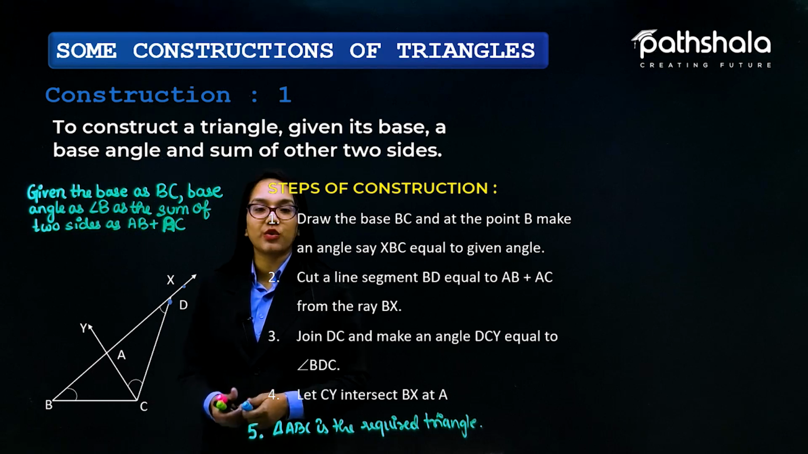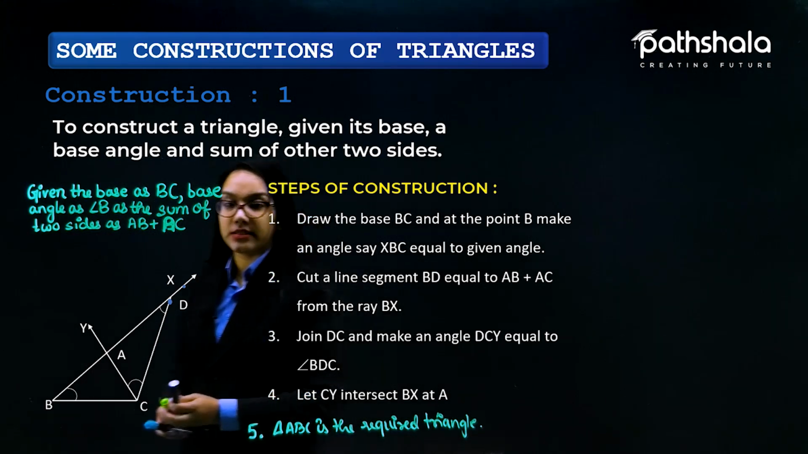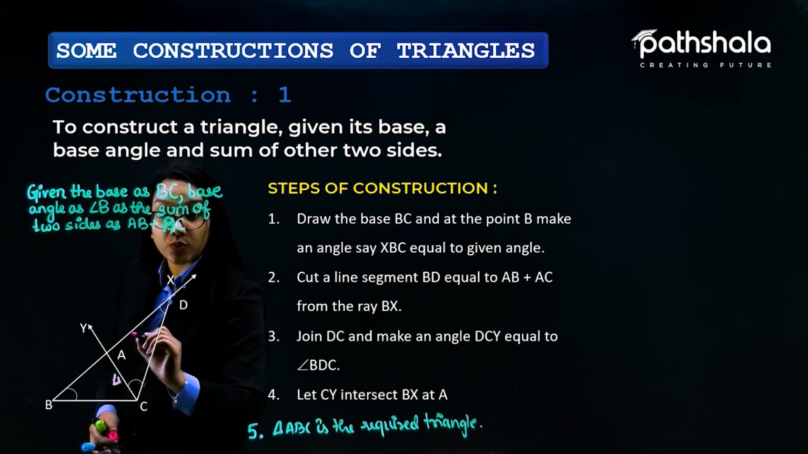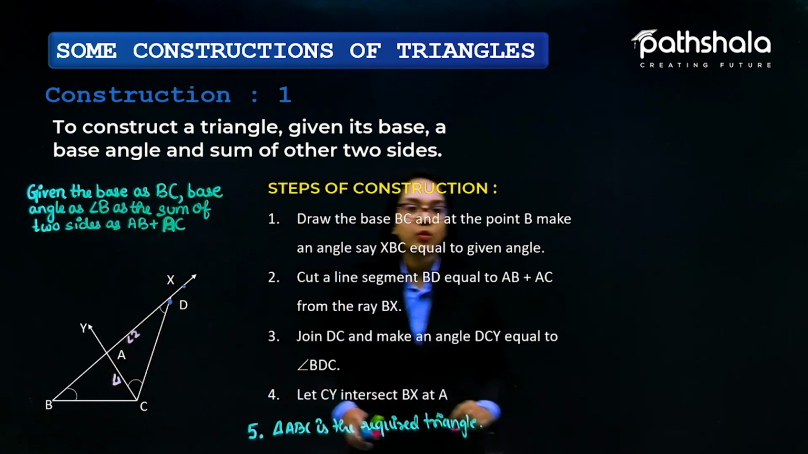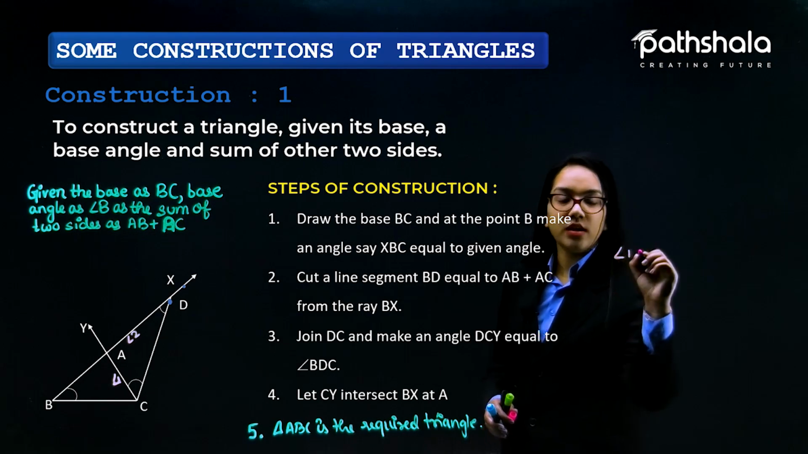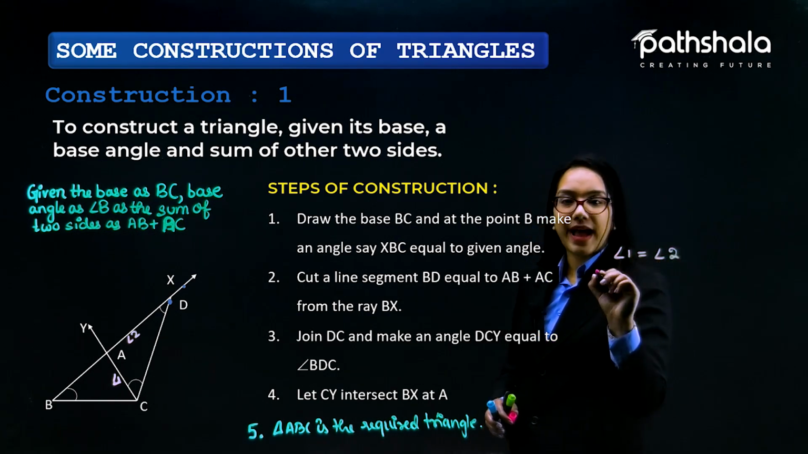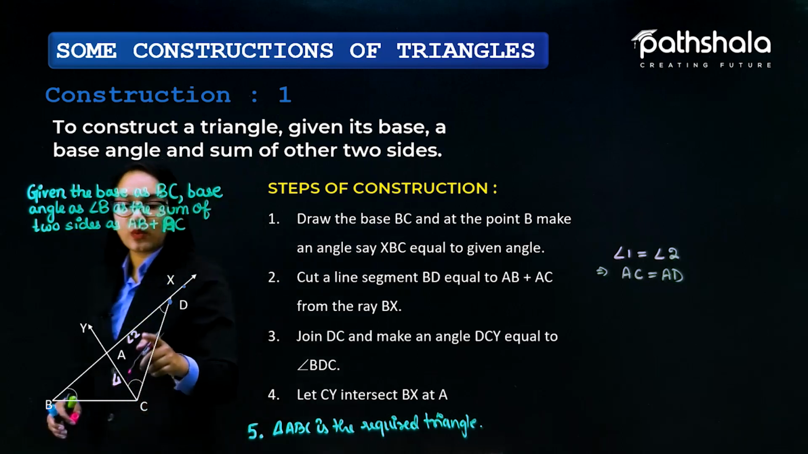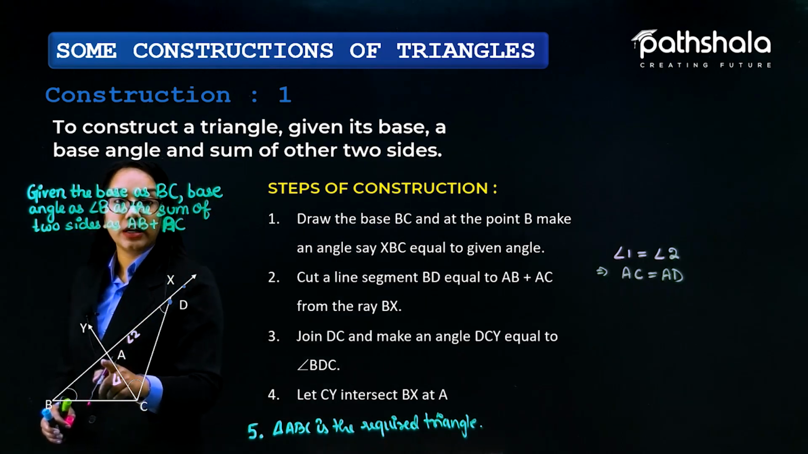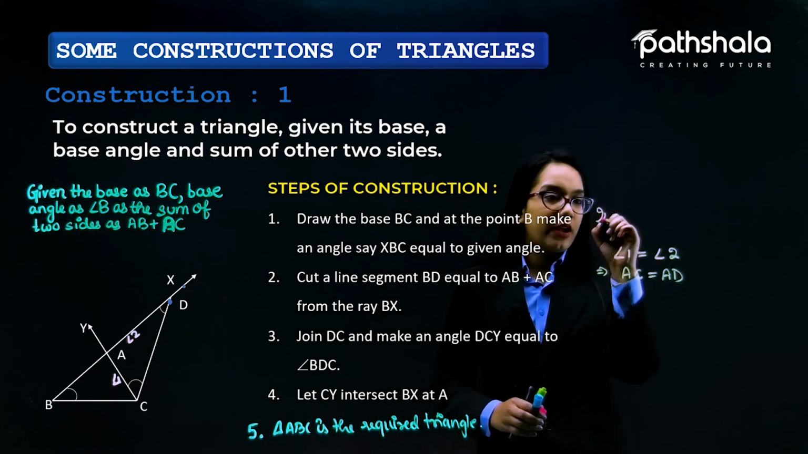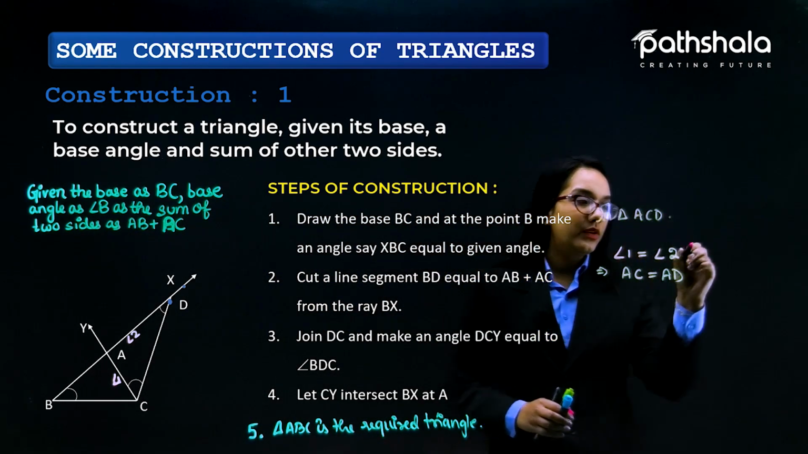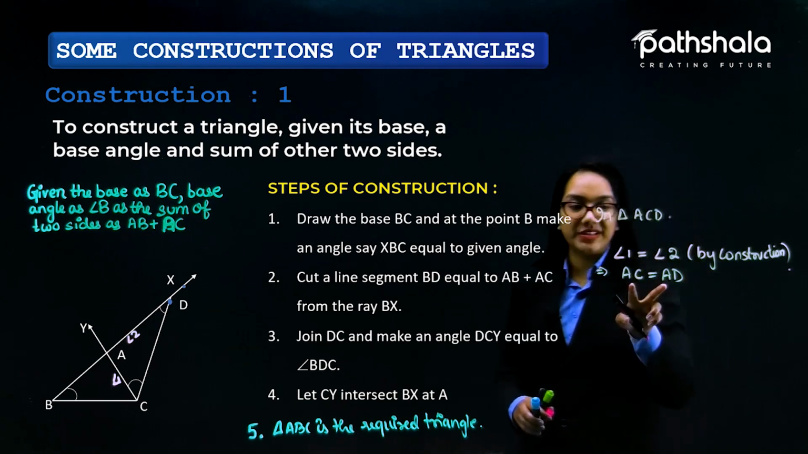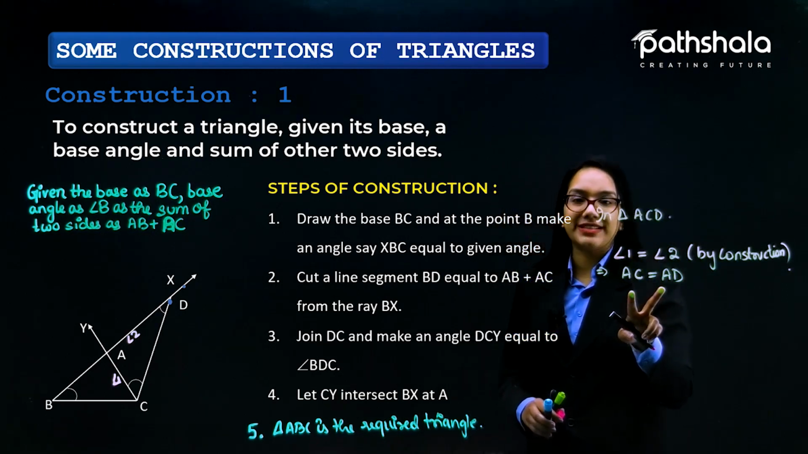First of all, as you can see over here, we have this angle equal to this one. Let us suppose I'm calling this angle 1 and this one angle 2. As you can see, angle 1 is equal to angle 2. So if angle 1 is equal to angle 2, it implies that AC is equal to AD, because if these two angles are equal in triangle ACD, by construction, then the corresponding sides should be equal to each other. That is, AC is equal to AD.